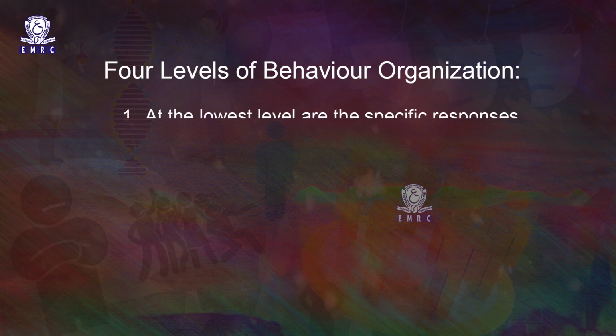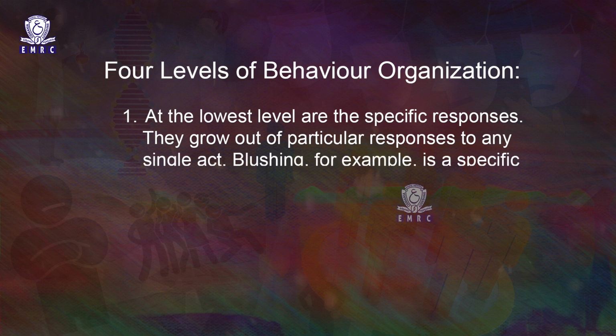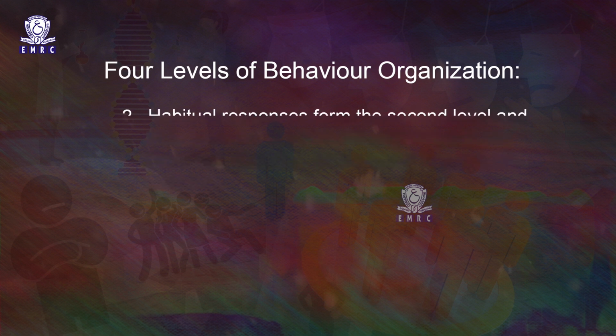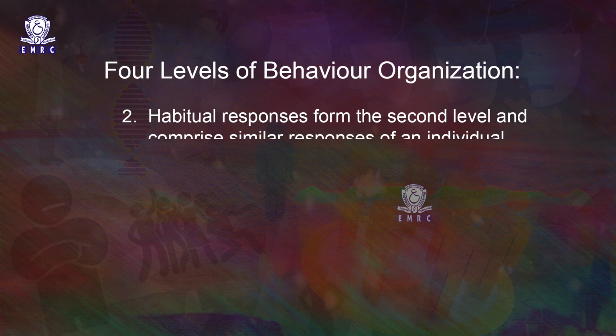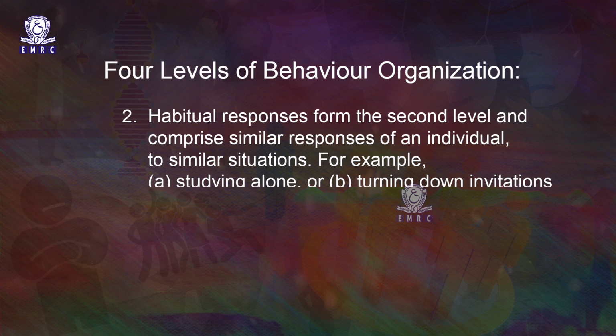In the organization of individual behavior, according to Eysenck, there are 4 levels of behavior organization. First, at the lowest level are the specific responses. They grow out of particular responses to any single act. Blushing, for example, is a specific response. Then the second level is habitual responses, which comprise similar responses of an individual to similar situations. For example, studying alone and turning down invitations are habitual responses.